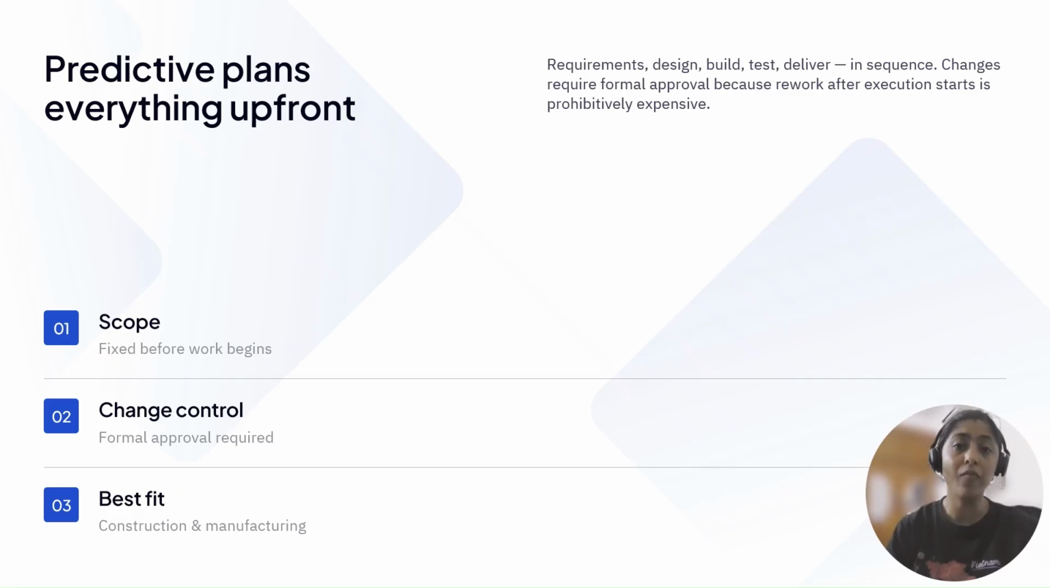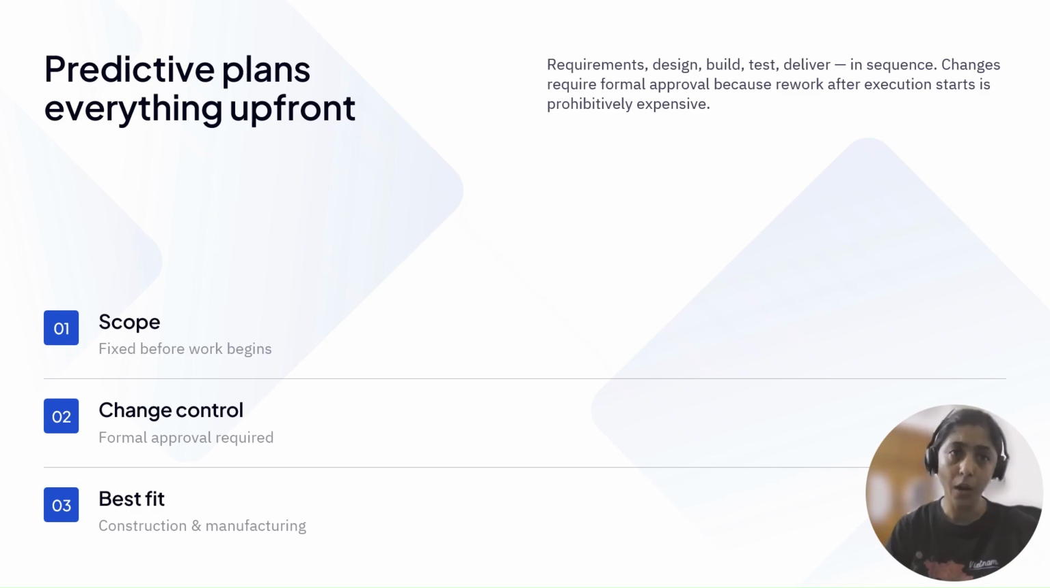Imagine you already built the first floor and suddenly decide to add a basement. Can it be done? Maybe, but it will require redesigning, demolition, extra labor, extra money, and more time. And this is exactly how the predictive approach works. Everything is planned before execution starts. The project scope, budget, schedule, resources, risk, and milestones are defined in advance, and the team follows a planned sequence: requirements, design, development, testing, and deployment. Each phase is completed before moving to the next.